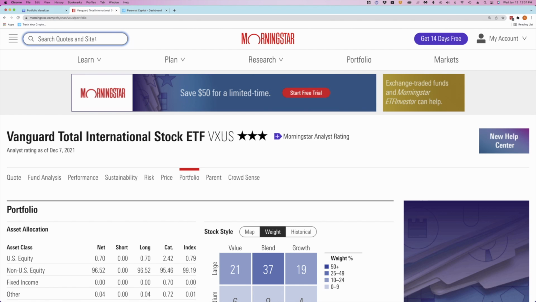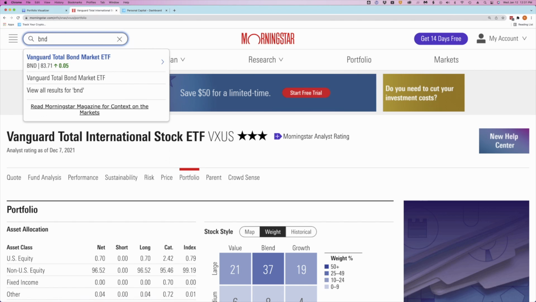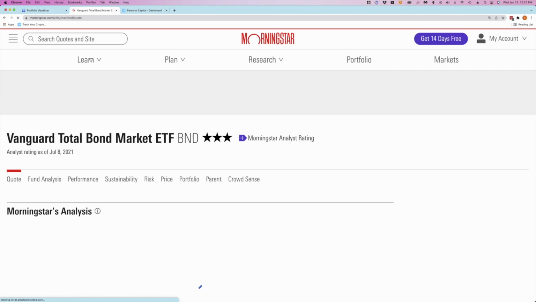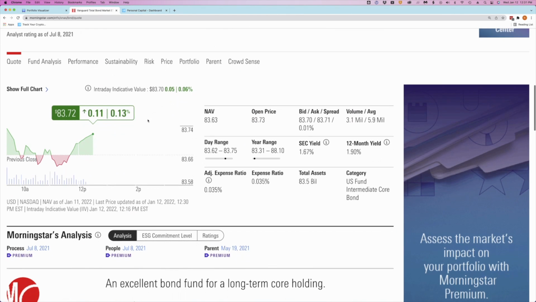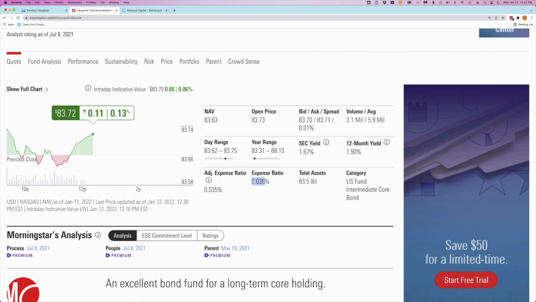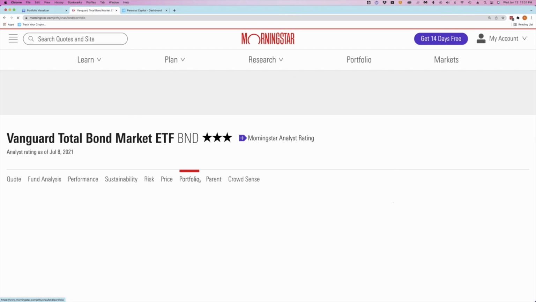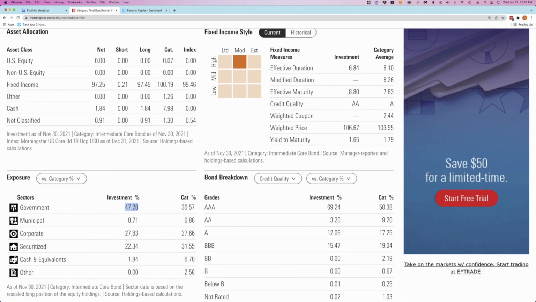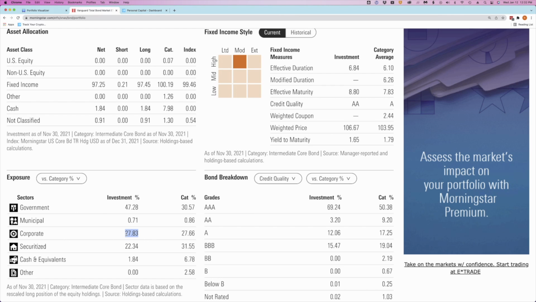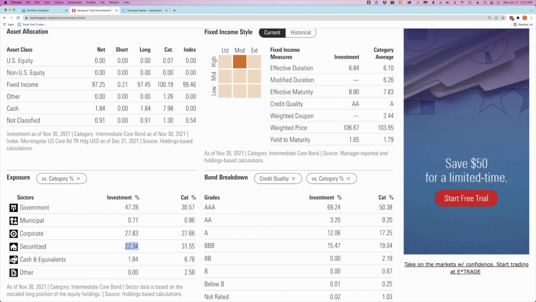BND, again, it happens to be a Vanguard fund. And many would say this is all you need. And that's certainly a reasonable approach. So let's go through the quick steps. Doesn't take much. 3.5 basis points, check. We go to the portfolio, and what we see is it's got about 50%, a little less, in U.S. government bonds, about 28% in corporate bonds, and then the rest in what are called securitized, mainly mortgage-backed securities. So this is a well-diversified portfolio, and I think it's a very good choice.